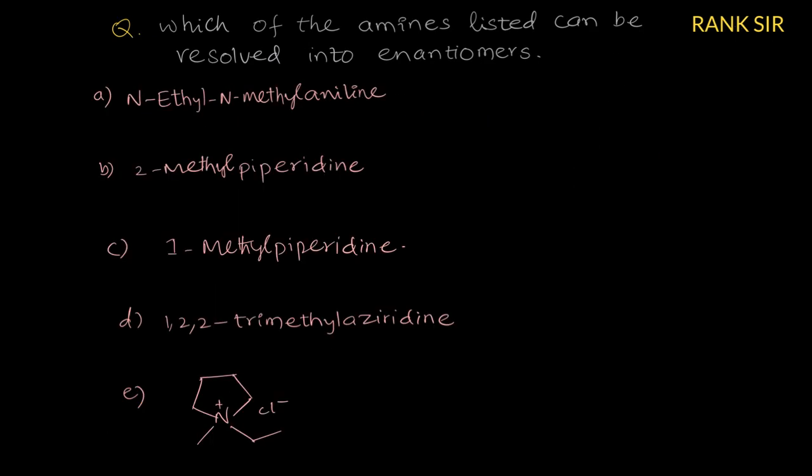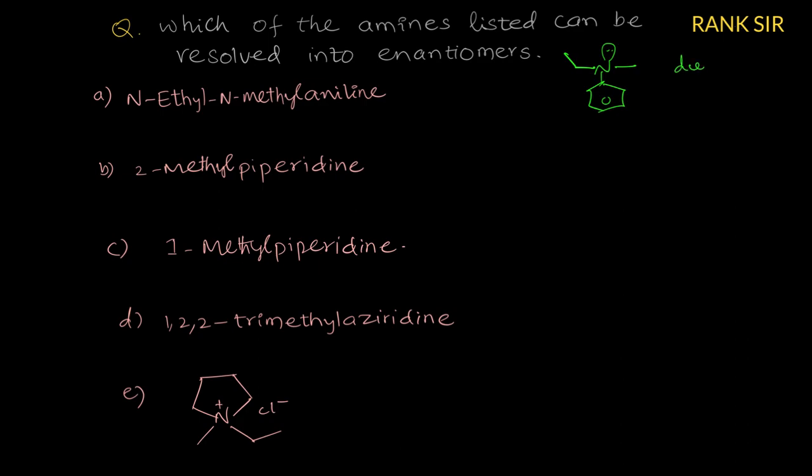Next question is, which of the amines listed can be resolved into enantiomers? Same question, but now what is given? Another set of examples is given. In this, the first one, N-ethyl N-methyl aniline. So first write the aniline structure. In this aniline, on the benzene, the nitrogen has an ethyl group, another one is a methyl group, and aniline, that much only. So this is a chiral center with phenyl, ethyl, methyl and a lone pair present.